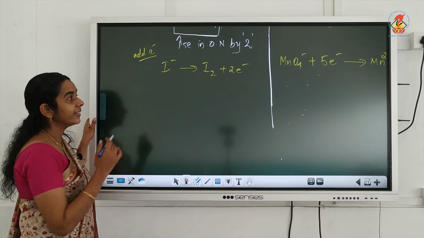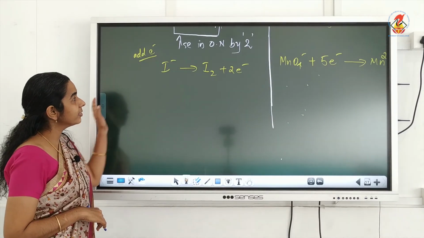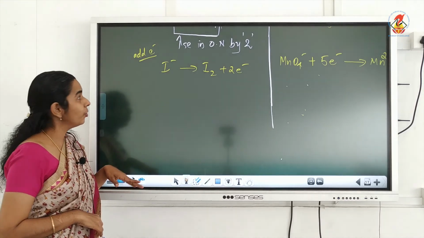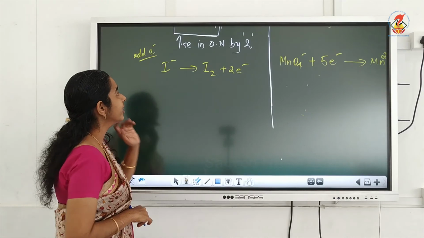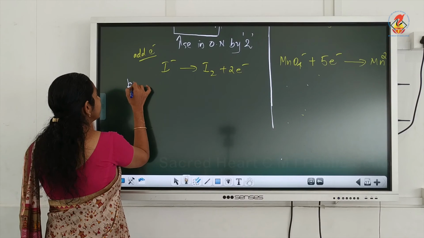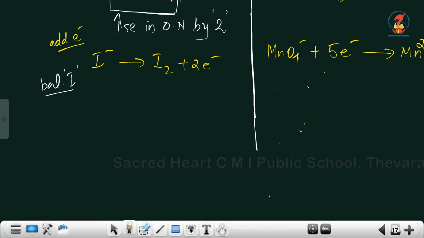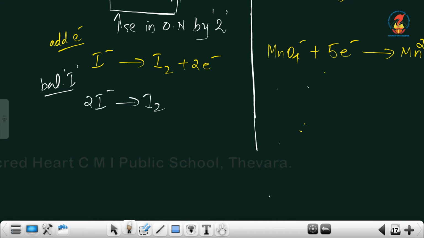Now after adding the number of electrons, we have to balance all the atoms other than hydrogen and oxygen. So here other than hydrogen and oxygen we have iodine. So how to balance iodine here? Here we have 1 iodine, here we have 2 iodine. So it will become 2I minus giving I2 plus 2 electrons.